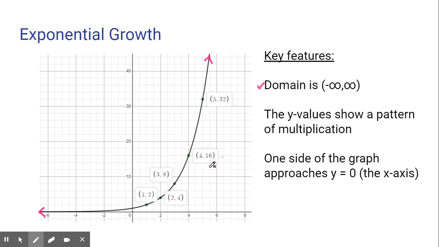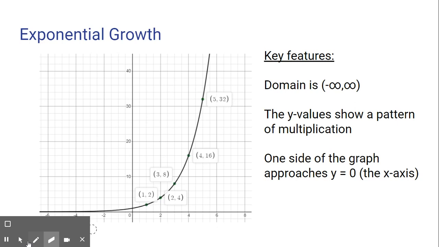The y values show that pattern of multiplication. We go from 2 to 4 to 8 to 16 to 32. So our exponential growth equations will show that pattern of multiplication by some number that's bigger than 1. On the left side, this graph really flattens out. Now it's hard to tell here. It flattens, but it never quite gets to the x-axis. It gets really, really close to the x-axis, but never quite gets there. So we say that it approaches y equals 0, and that's something that we'll talk more in depth about at a later time.